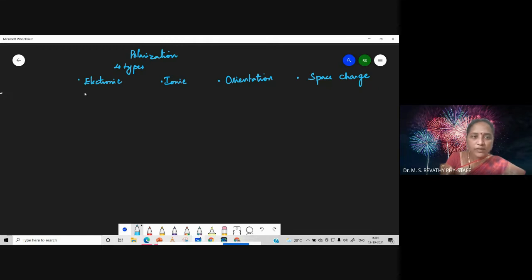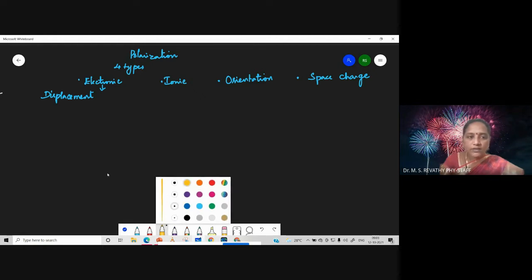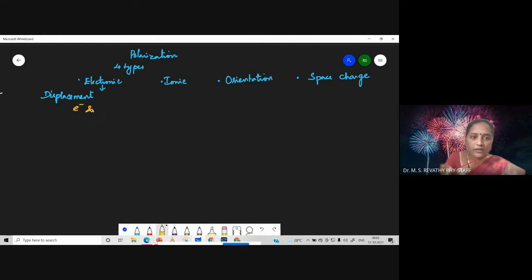In all these polarizations, we are going to see the displacement. We are going to calculate the displacement between whom and whom, that's the matter. In electronic polarization, you will identify a displacement between the electron cloud and the nucleus, displacement between these two charges. In ionic polarization, displacement between cation and anion.